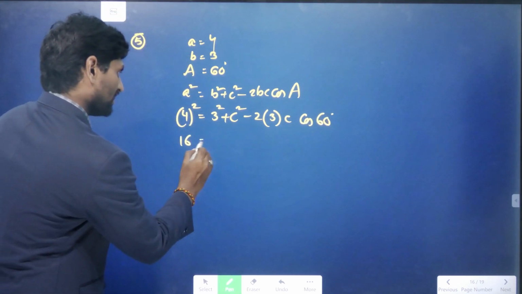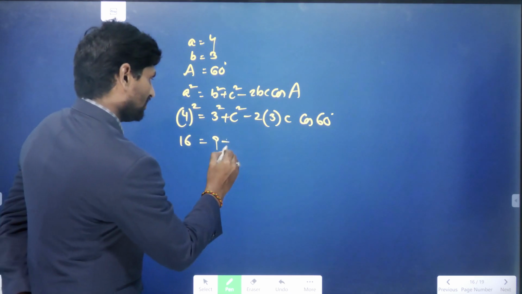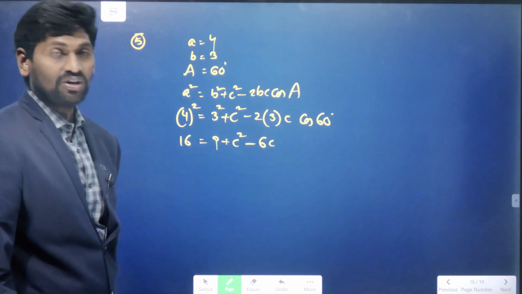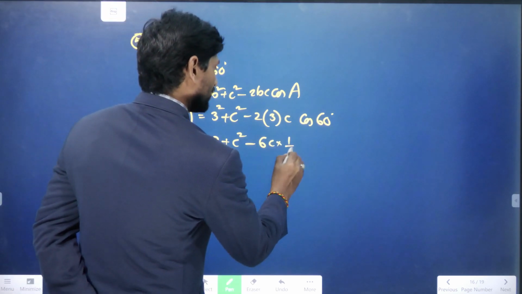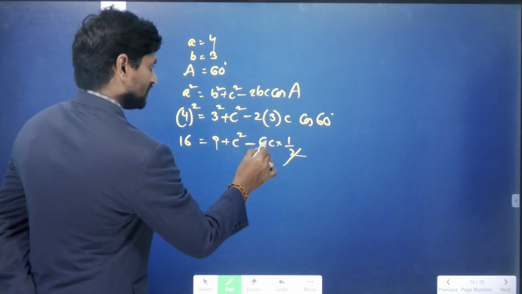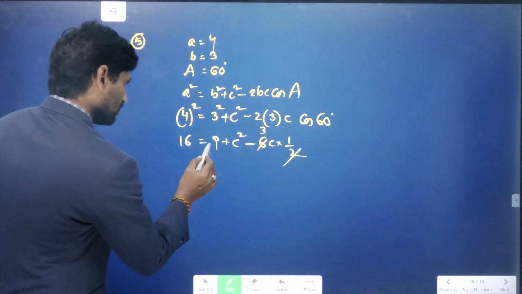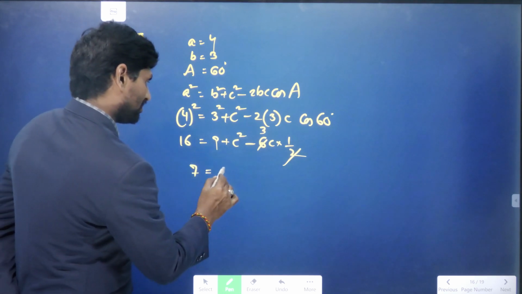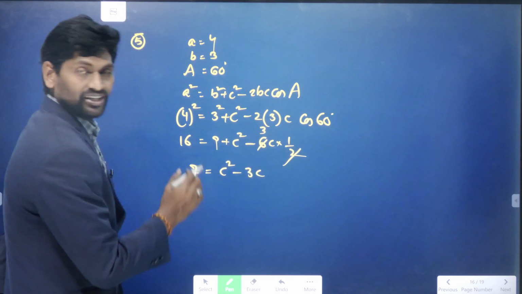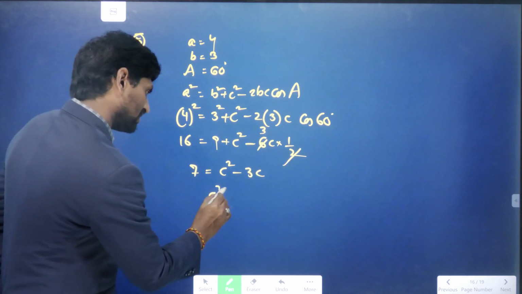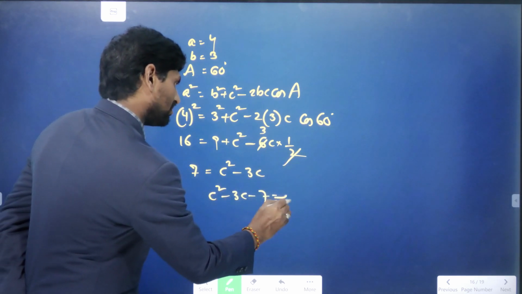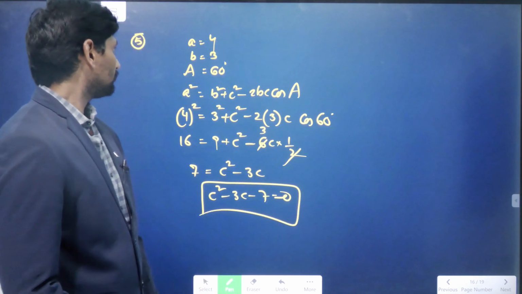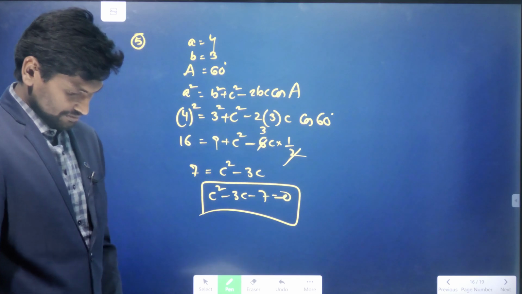4 square value is 16, 3 square value is 9, plus c square minus 2 into 3 into 6, c, cos 60 degrees. Cos 60 degrees value is 1 by 2. 2 times 3 is 6, 3 times cancel. So 16 plus 9, bring this side minus 9, 16 minus 9 is 7. 7 is equal to c square minus 3c. So take plus 7 also to that side, it will be c square minus 3c minus 7 is equal to 0. This is the required quadratic equation. Okay?